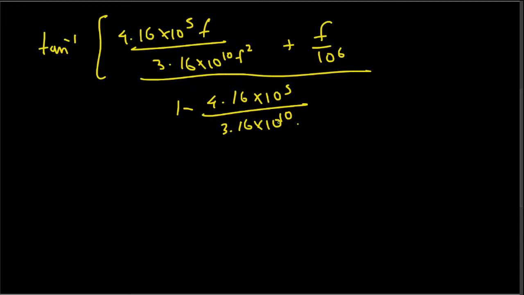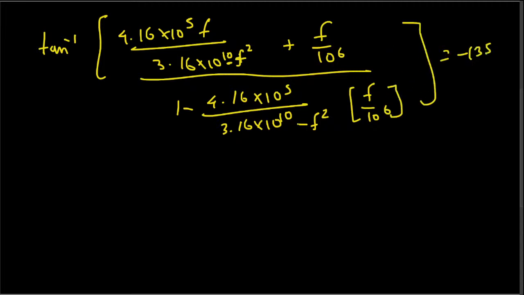to the power of 10, and this is minus f square right here. So minus f square, here also minus f square, times f over 10 to the power of 6, and that is equal to negative 135 degrees. And if you bring this tan inverse to the other side, tan of negative 135 degrees is 1. So you can get rid of this tan inverse, and you can take tan negative 135, which is equal to 1.